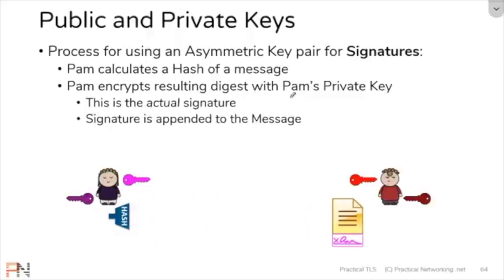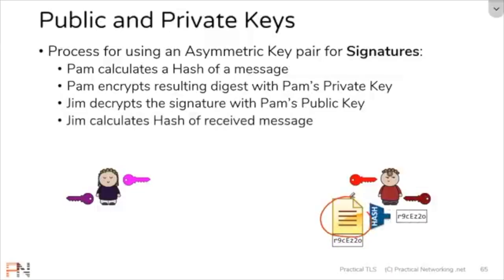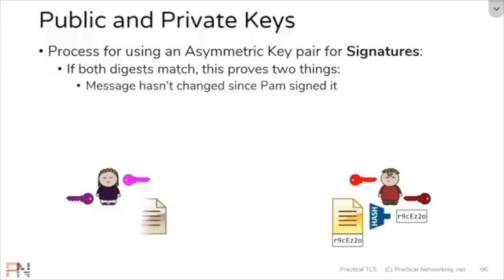Now that signature was created with Pam's private key, which means on the other side, Jim is going to use Pam's public key to verify the signature. What he's going to do is take the signature and decrypt it using Pam's public key. That's going to result in the digest that Pam created. Then Jim is going to independently calculate a hash of that message. And if the digest that Jim got in his calculation matches the digest that Pam had sent, this proves two things. First, it proves that the message has not changed since Pam signed it.